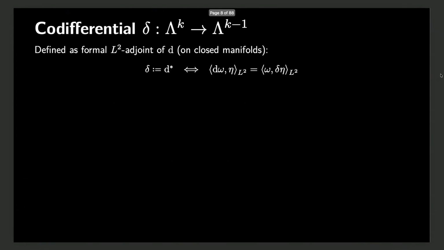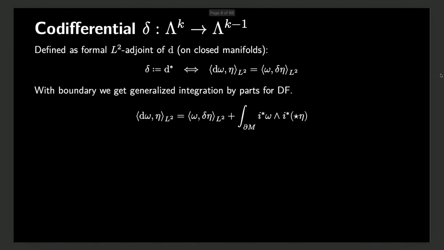And yeah, we basically want to start by somehow defining this Hodge-Laplace operator. For this, we need to understand the co-differential. We just introduced the L2 inner product of differential forms. And the co-differential is basically just the L2 adjoint of the exterior derivative, at least on closed manifolds. If we were to have a boundary, this would basically give rise to a generalized integration by parts formula for differential forms, where there is an additional boundary term.